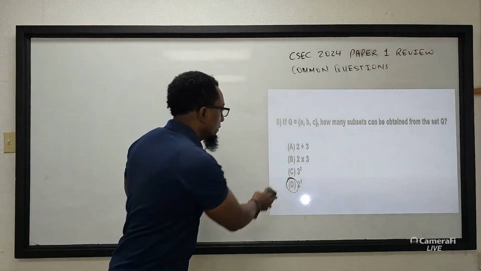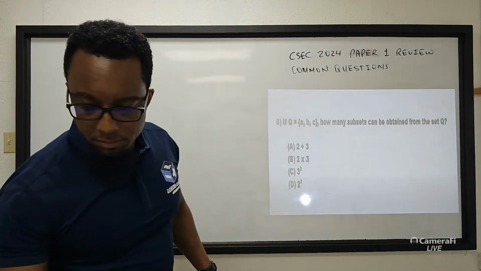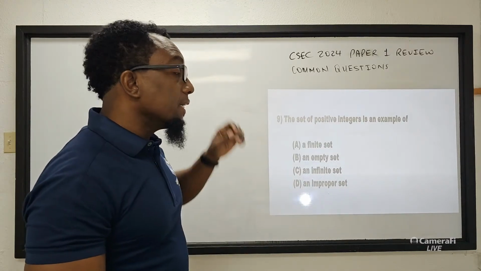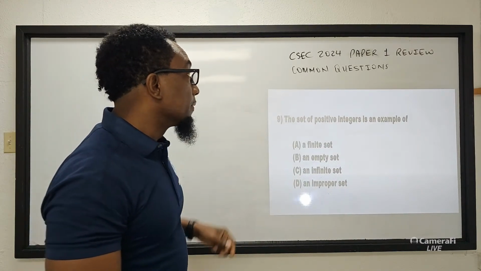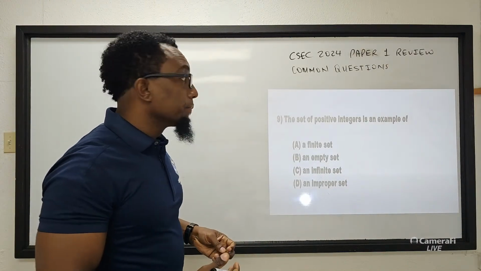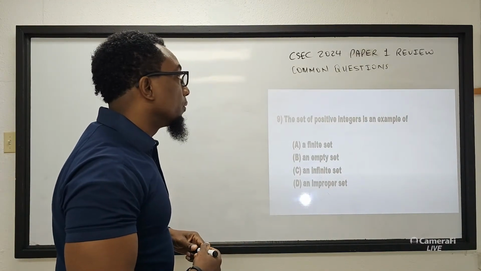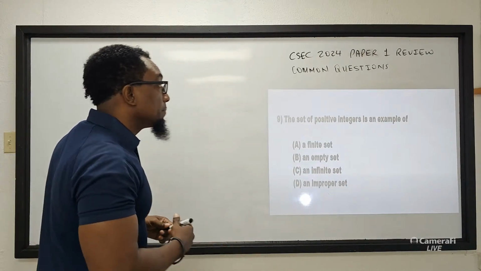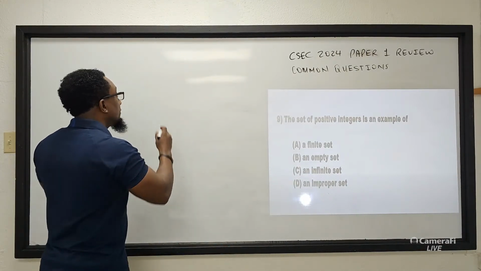So 9. The set of positive integers is an example of... So we are talking about positive integers, so they didn't specify how many positive integers. They just simply stated the set of positive integers.